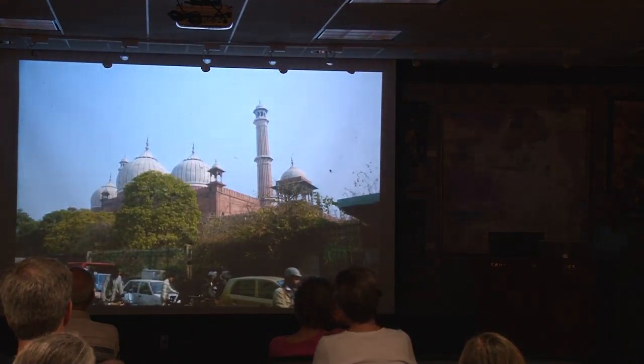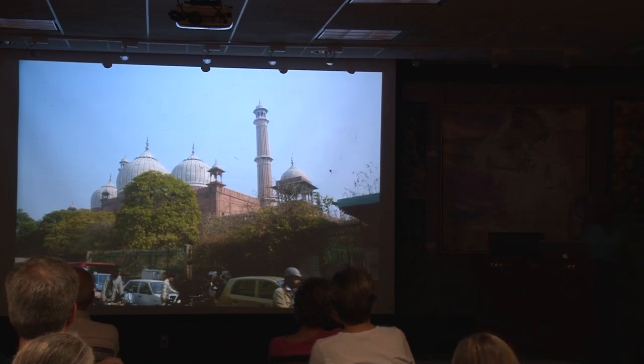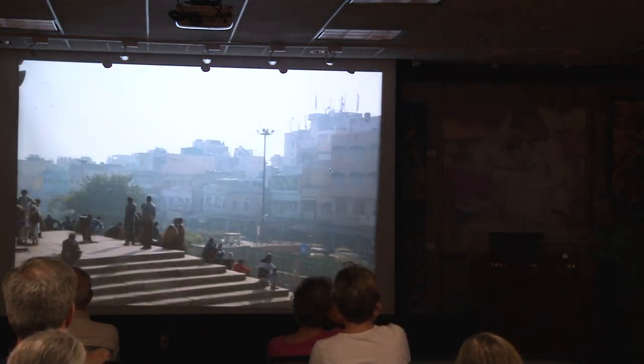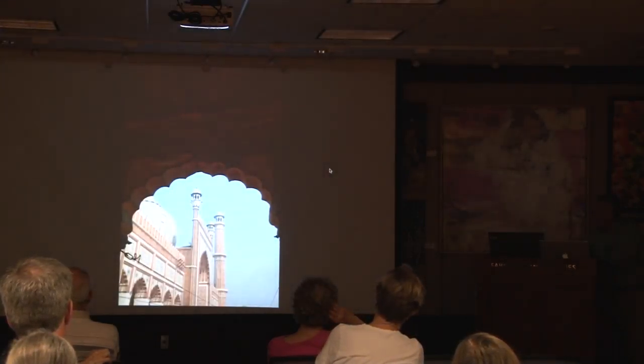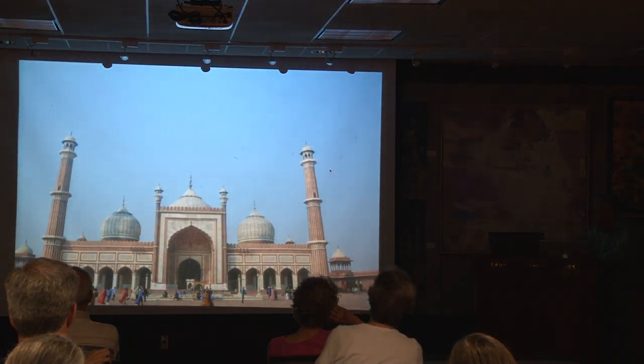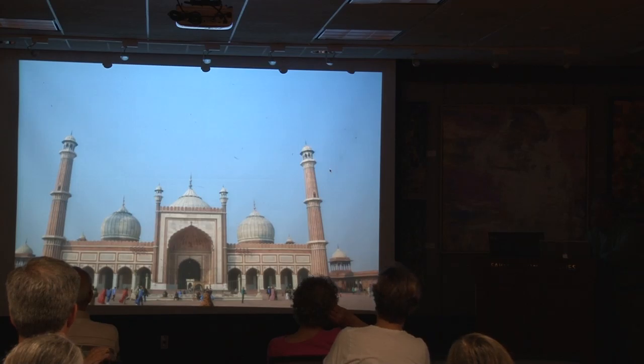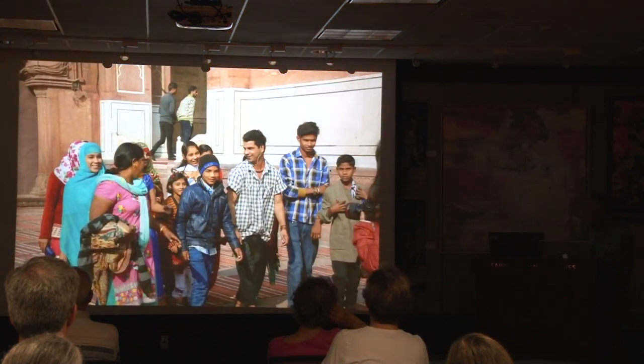Then there's a Muslim presence, and back in Delhi, there's a mosque called the Jama Masjid, and it is the largest Muslim mosque in the country. You're on the street, you can see it. When you're up on the top, you can look out and see the city, and eventually you work your way into this building, and it's huge. And this whole area where people are walking ultimately gets filled with prayer rugs. Lots of people.